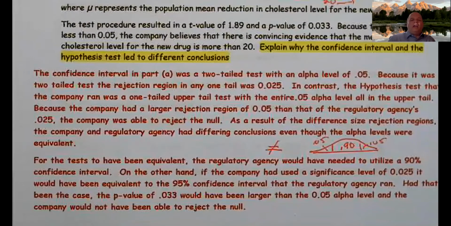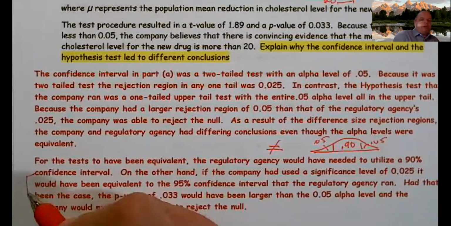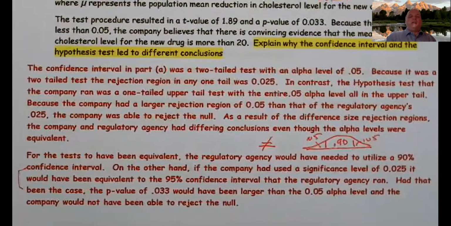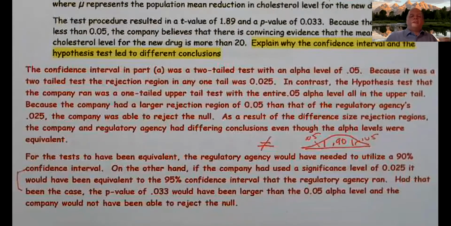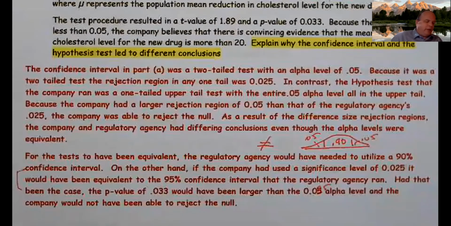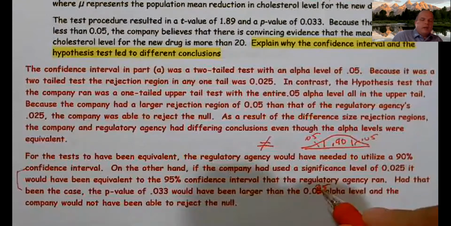On the other hand, if the company had used a significance level of 0.025, it would have been equivalent to the 95% confidence interval that the regulatory agency ran. That part is extra material. As long as I chose one of those methods, either comparing to the 90% interval or comparing to the 2.5% significance, I'd be fine. Had that been the case, the p-value of 0.033 would have been larger than the 0.025 alpha level, and the company would not have been able to reject.